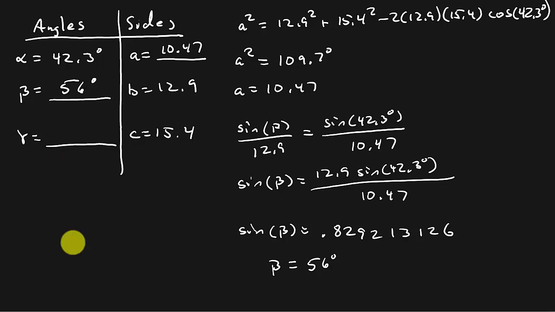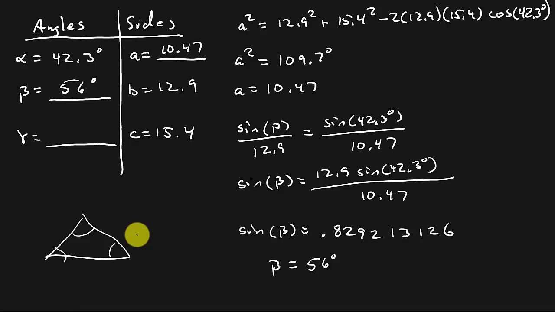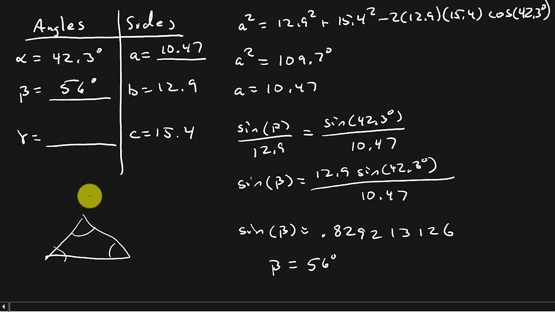Just remember, when you have a triangle, you cannot have two angles in the second quadrant. You can't have two angles more than 90 degrees in a triangle. For instance, if beta was 91 degrees and gamma was 92 degrees, when you add those up, that's 183. That can't happen.